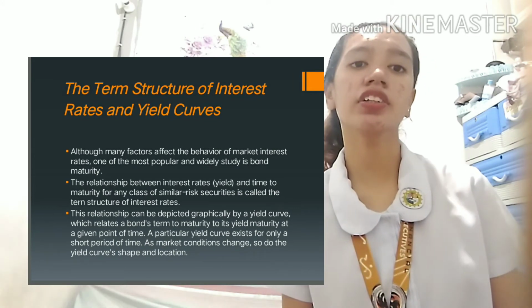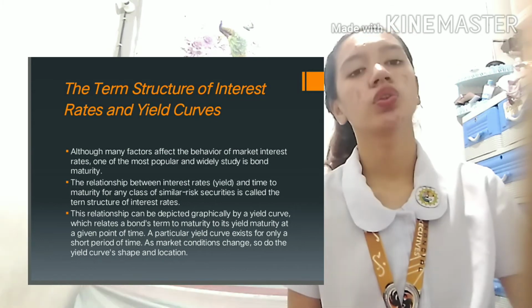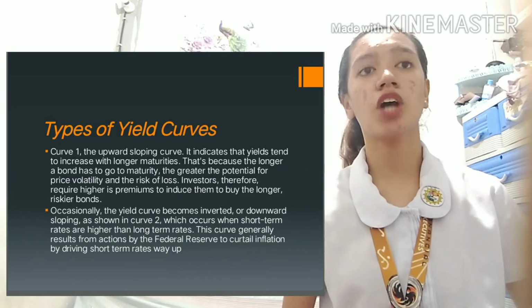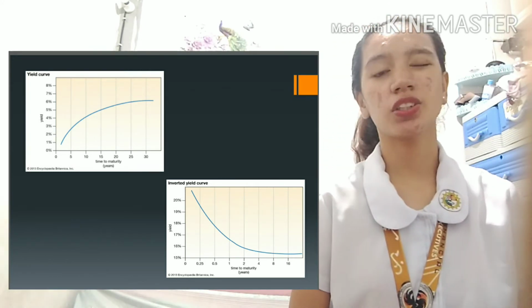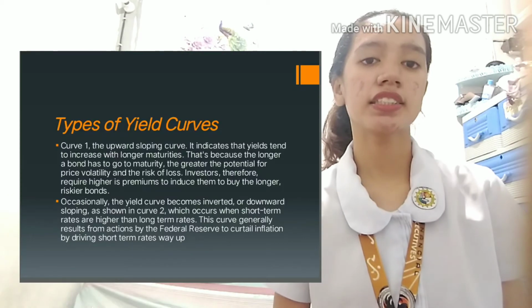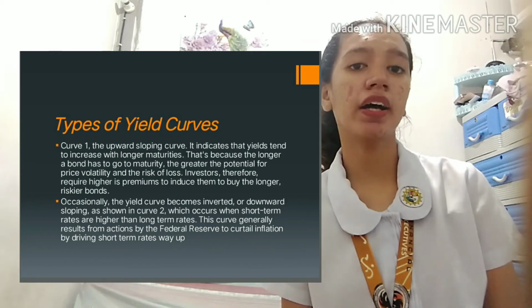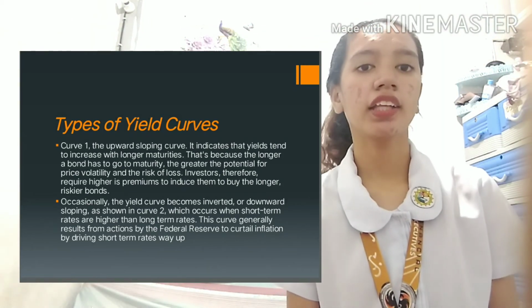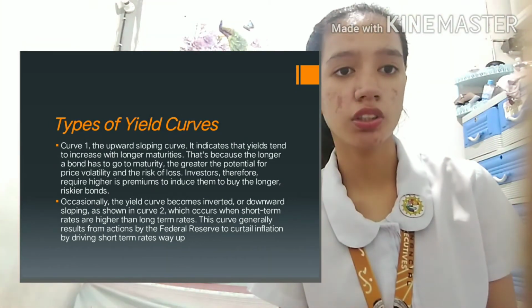A particular yield curve exists for only a short period of time. As market conditions change, so do the yield curve's shape and location. Meron tayong types of yield curves. Yung una is yung upward sloping and yung pangalawa is yung downward sloping. Sa upward sloping curve, it indicates that yields tend to increase with longer maturity. That's because the longer a bond has to go to maturity, the greater the potential for price change and the risk of loss.